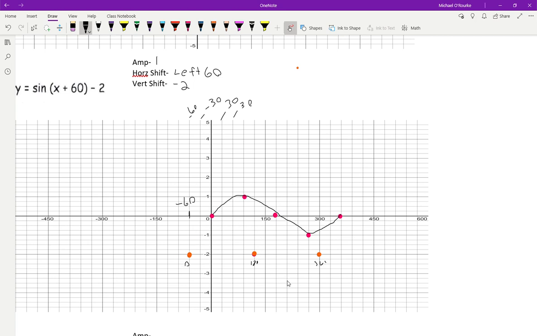So there's my, for lack of a better term, my 0, my 180, and my 360 in terms of this curve. Okay? Then I'm going to graph my amplitude. Now my amplitude is 1. So what I'm going to do is go 90 over. So I'm going to go 1, 2, 3, and I'm going to go up to 1. Then I go here, and I go 90 over, 1, 2, 3, and I go down 1. And there's my new curve.